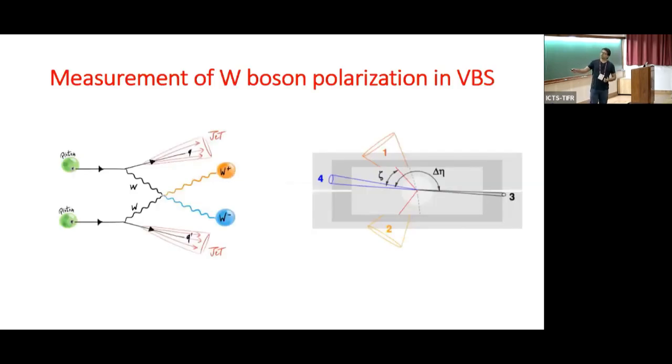At the LHC, you're actually colliding protons and not W bosons, but these protons can radiate W bosons, and these W bosons can scatter with each other to go into another two W bosons. Along with this, you get two forward jets plus the decay products of these Ws.